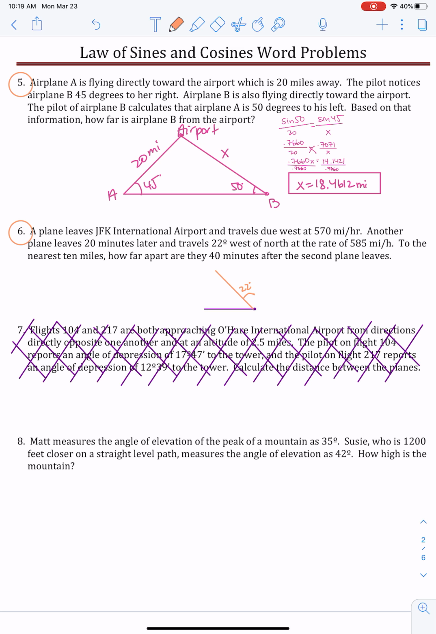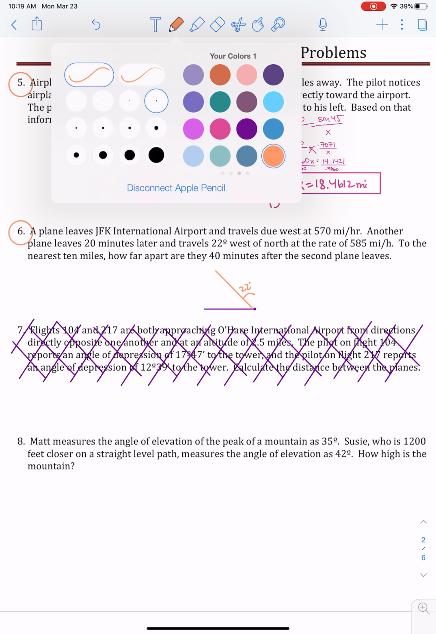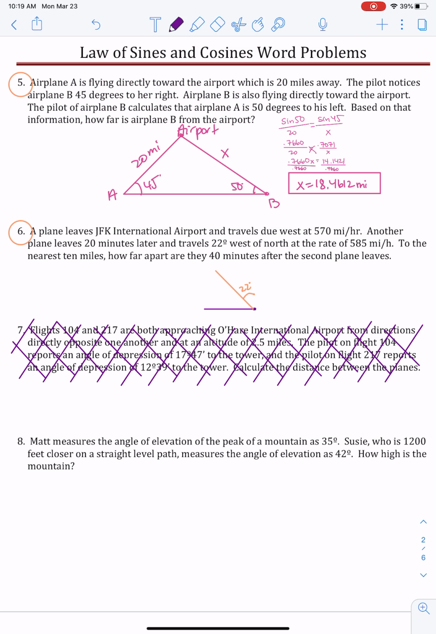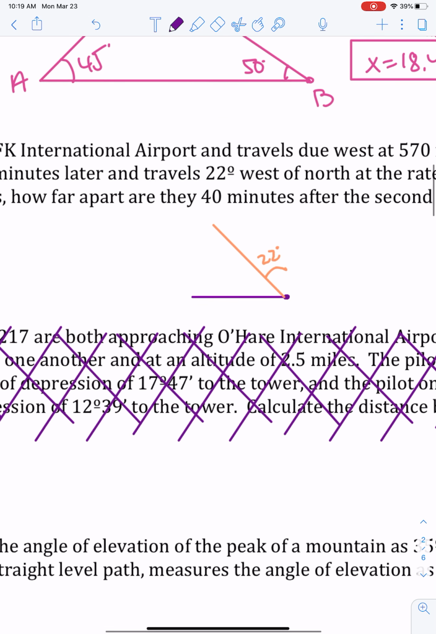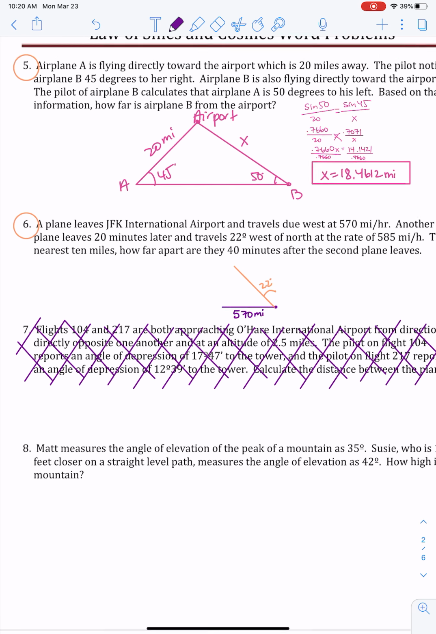So they didn't actually tell us how far they went. They told us their speed and they told us how long they were going for. And so that first plane, they went 570 miles per hour, and if it was 40 minutes after the second plane leaves, which left 20 minutes later, they just went for an hour. So 570 miles per hour for 1 hour is good old 570 miles because they traveled 1 hour.